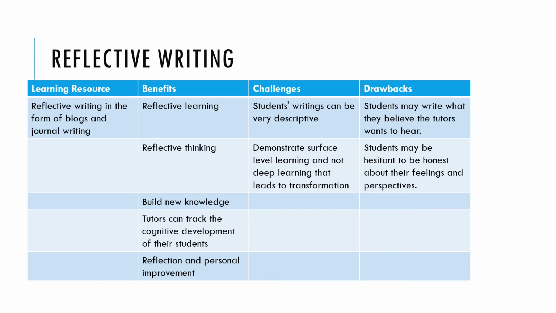There are a few challenges in using reflective writing. Students' journal writings can be very descriptive or demonstrate surface level learning and not transformative learning, which is the goal of all reflective practices. One of the drawbacks of journaling is students not expressing their own opinions. To get a good grade, students may write what they believe the tutors want to hear and not express their true perspective, feelings, or thoughts.